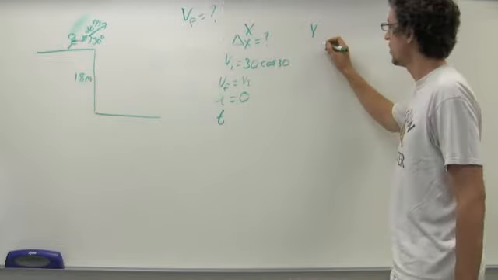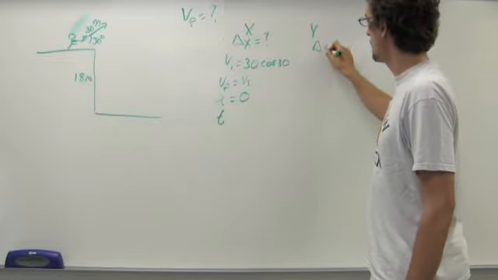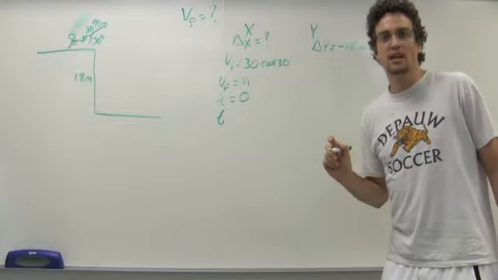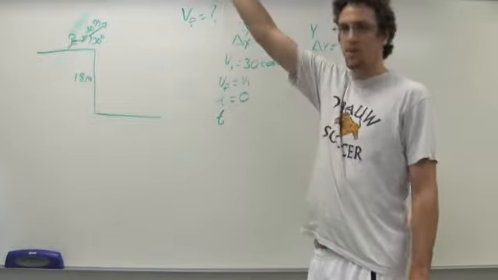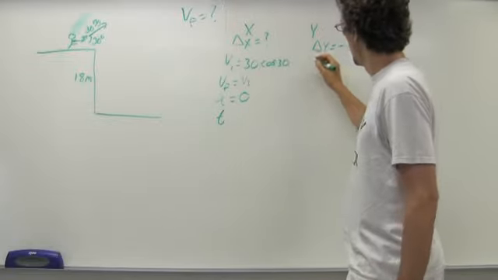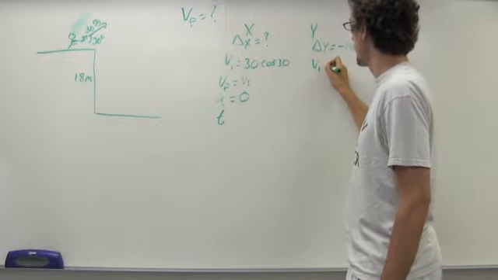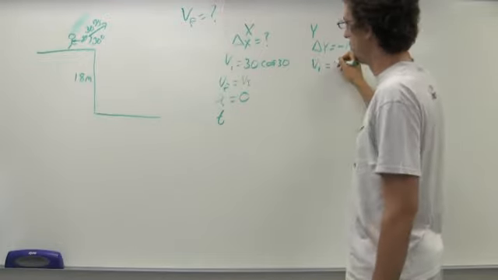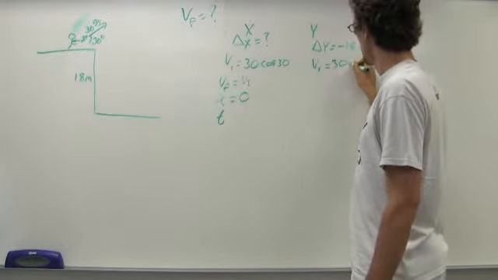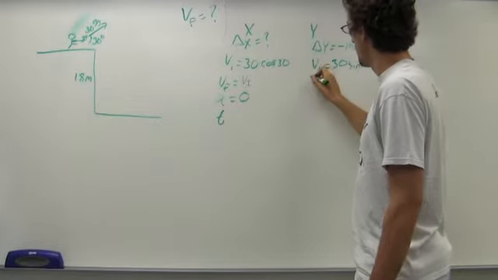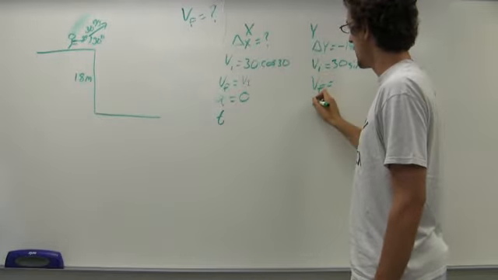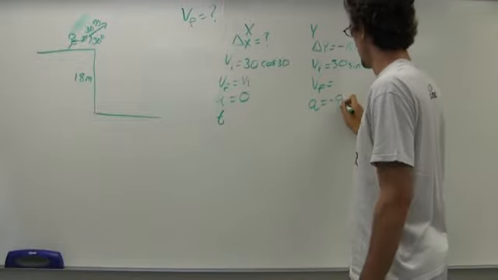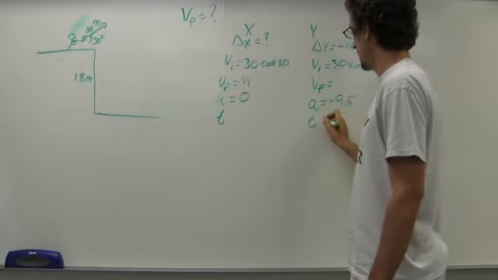In the y, we have change in y, which we know. It is negative 18 meters. Very important that we get the negative on there, otherwise we're going to be shooting up onto something instead of down. The initial, we're going to find the same way, except we use sine, because we want the vertical component. So 30 sine 30. The final, we do not know because our acceleration is not 0. Our acceleration is negative 9.8, and time we don't know either.